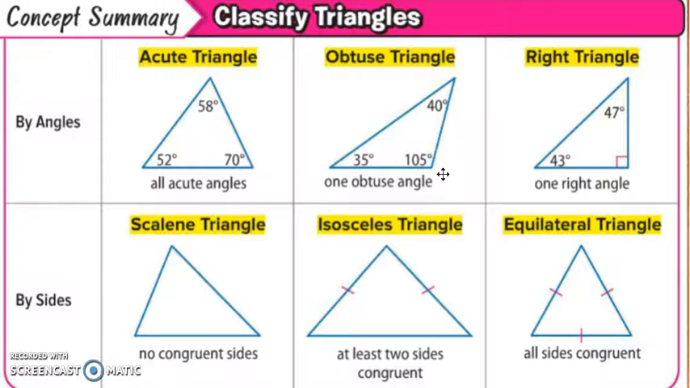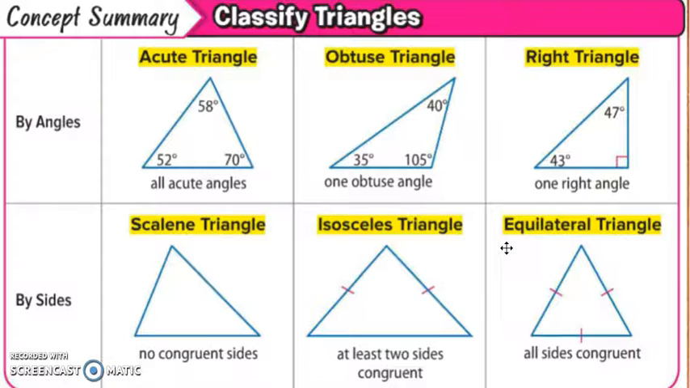With a right triangle, it's very similar to an obtuse triangle, except we have 1 right angle. Again, we can't have 2 right angles, or we would be over our 180 degree limit. By sides, in a scalene triangle, there are no congruent sides. None of them can be the same. In an isosceles triangle, there needs to be at least 2 sides congruent. And an equilateral triangle is actually a special isosceles triangle where all 3 sides have the exact same measure.